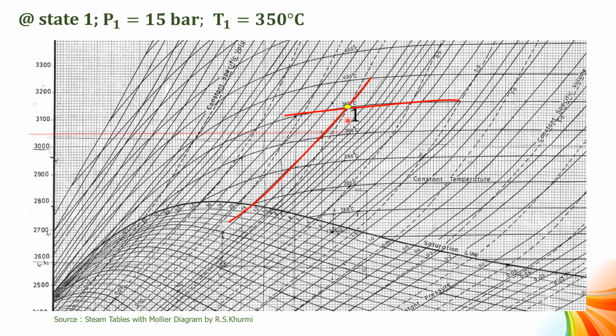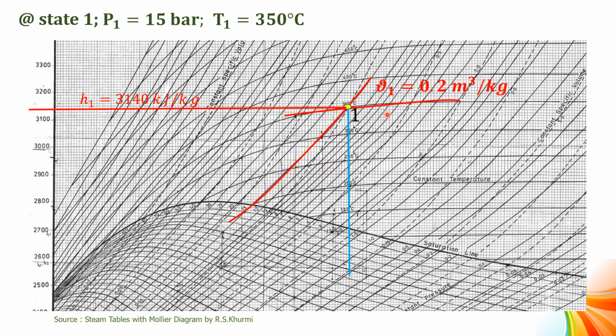From point 1, you measure the corresponding specific enthalpy value, H1 equal to 3140 kilojoule per kilogram. Then we have to measure the corresponding specific volume. The specific volume lines are the dotted lines. Here we can see this line is passing through point 1, and this line has a value of 0.2 meter cube per kilogram. Therefore, specific volume V1 equals 0.2 meter cube per kilogram.